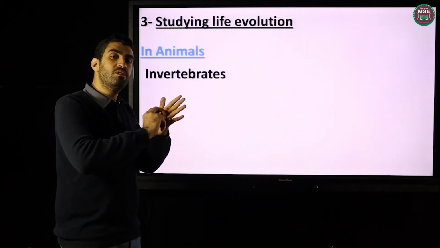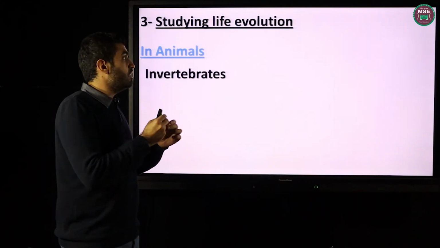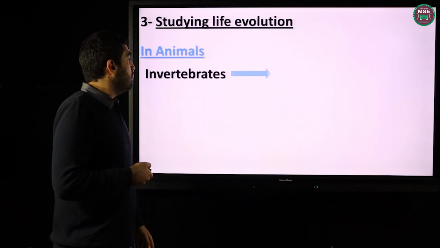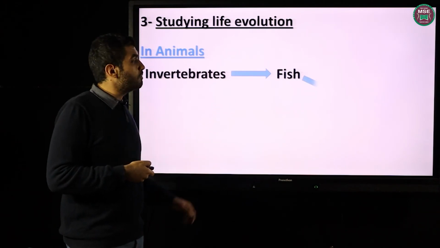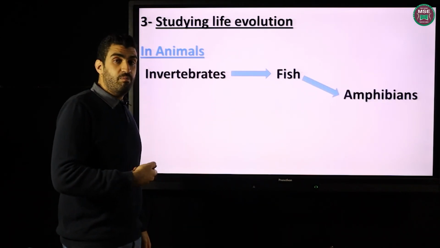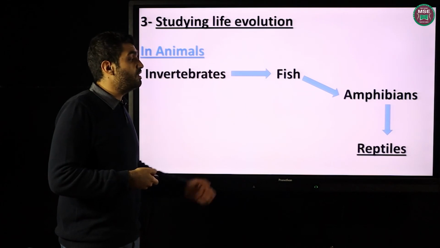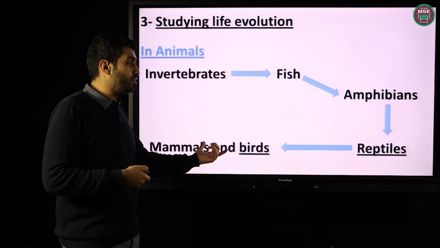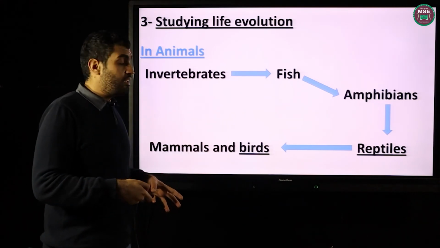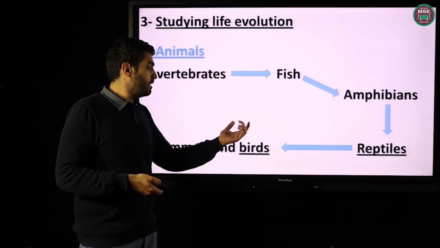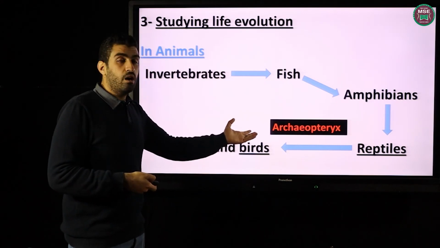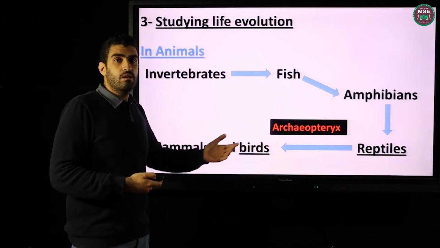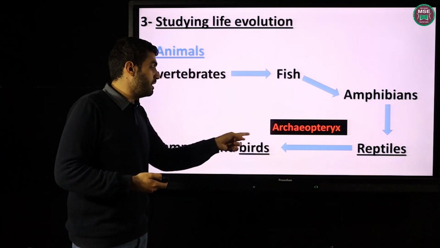invertebrates, they have no bones inside their body. The living organisms that have no bones, like insects, for example, like shrimp, okay, precede fish, that precede amphibians, that precede reptiles, and then mammals and birds. There is something that links between reptiles and birds, which is called Archaeopteryx. So when I ask you, complete: Archaeopteryx, links between reptiles and birds.